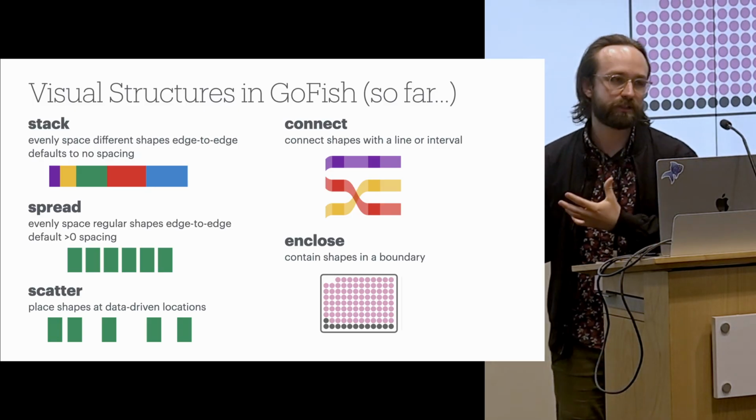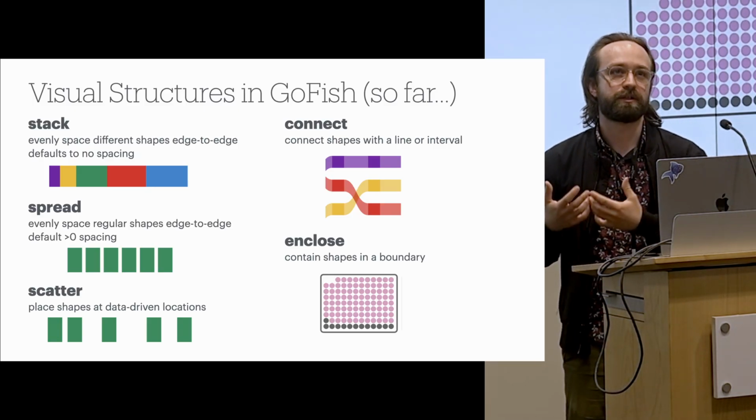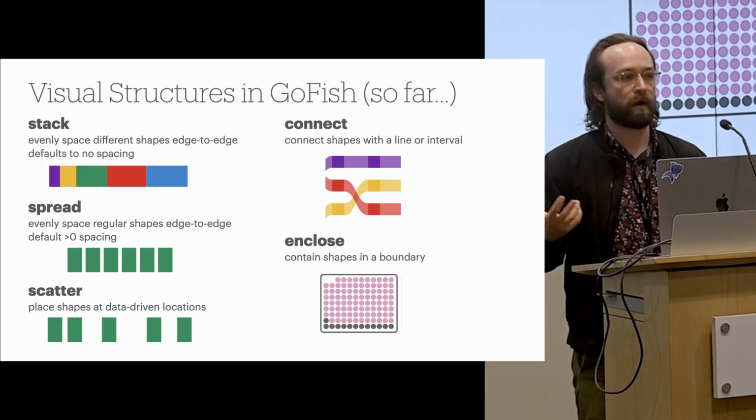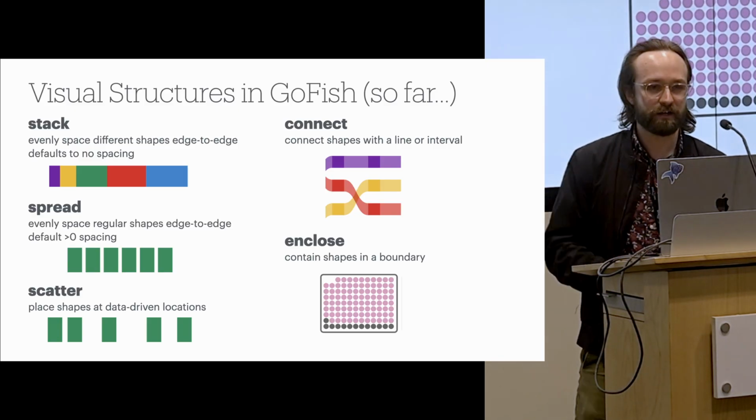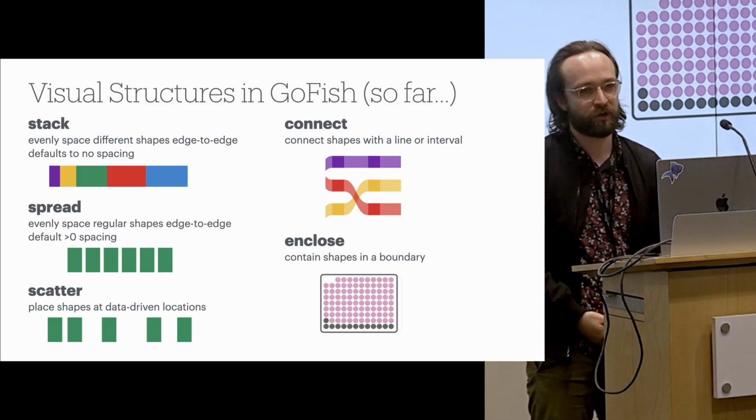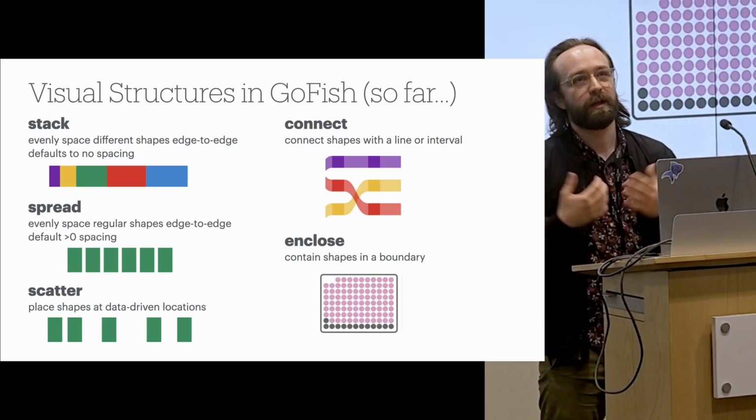Then there's this other collection of Gestalt grouping principles that are about drawing marks to connote relationships. So we have connection, which you can use to draw line charts and area charts, and also enclose, which is like drawing boundaries around regions.